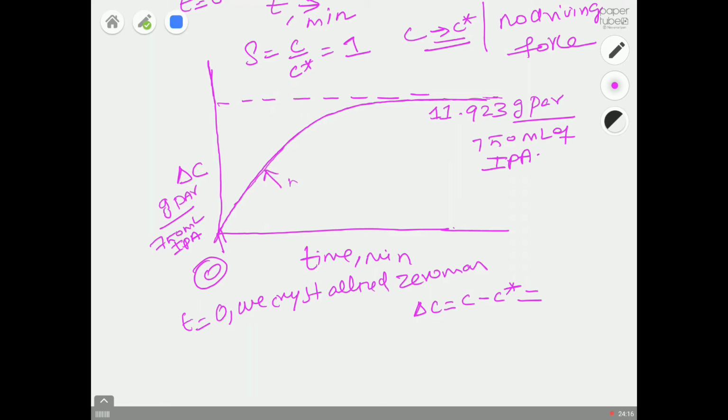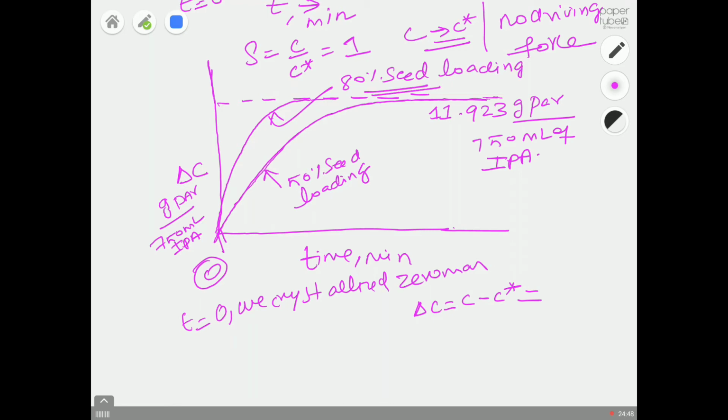Say if this is for your 50% seed loading, for the experiment that we did with 80% seed loading, this one will reach this maximum point, or the equilibrium stage, even faster. It's not even equilibrium, we can call it saturation because we are dealing with a crystallization process. So this will be your 80% seed loading.